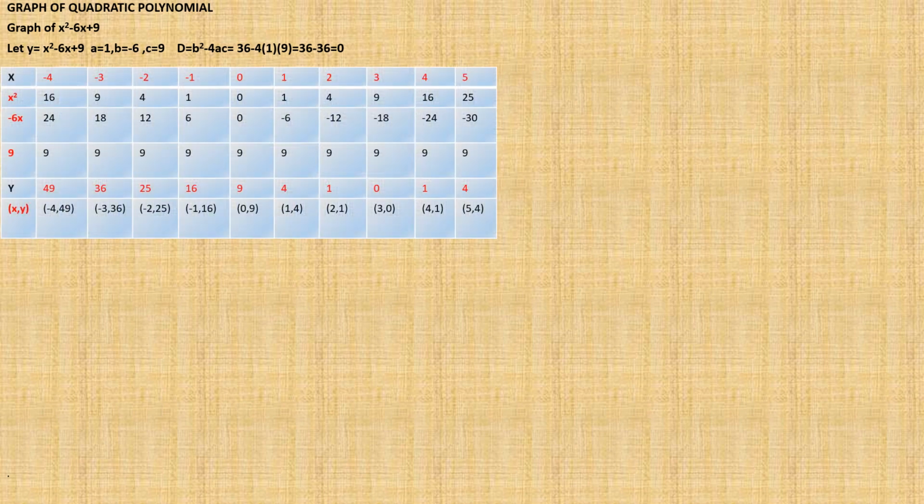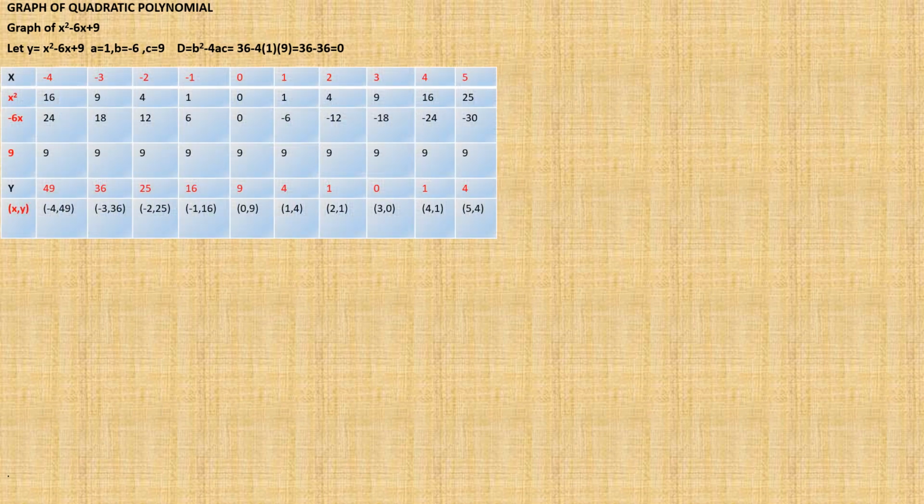Now the case where the polynomial has only one root, for that we will give an example. Graph of x square minus 6x plus 9. In this, we'll take y equal to x square minus 6x plus 9. Similarly, a is the coefficient of x square, 1, b is the coefficient of x, minus 6, c is the constant, 9. We'll calculate b square minus 4ac. If you get 0, you will get only one root. That you have to remember.